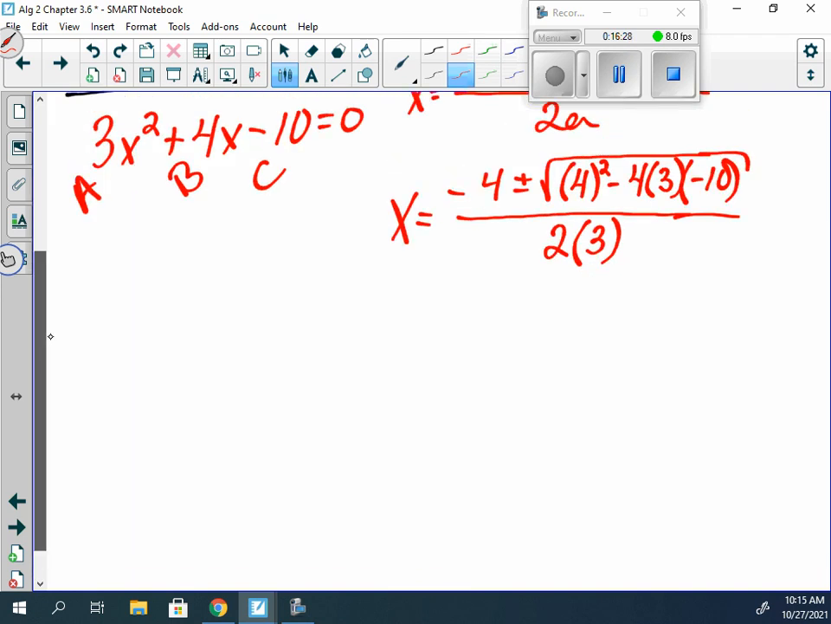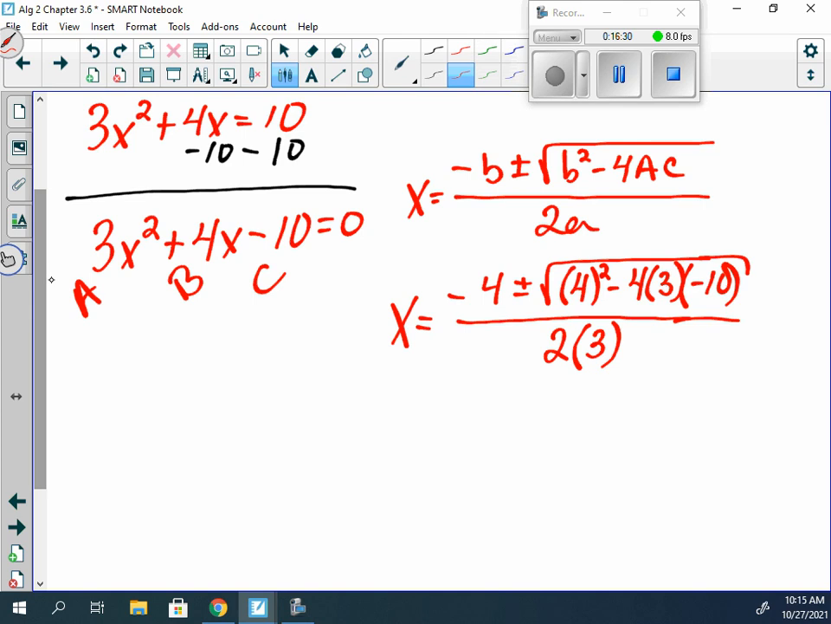So the first real step for solving these with the quadratic equation is, one, making sure the quadratic equation is equal to 0. Then we take the quadratic formula and plug in the values of a, b, and c. And here we get negative 4 plus or minus the square root of 4 squared minus 4 times 3 times negative 10 all over 2 times 3.